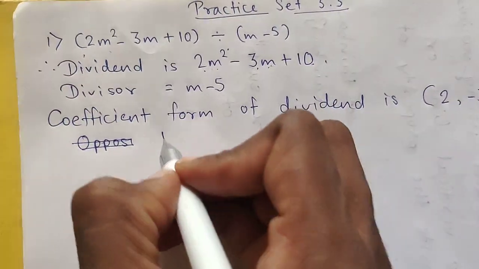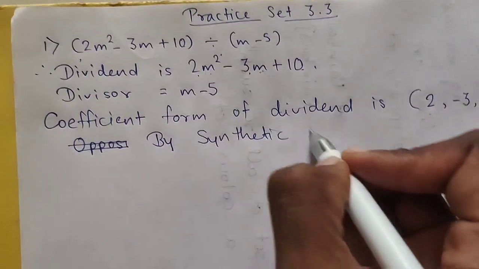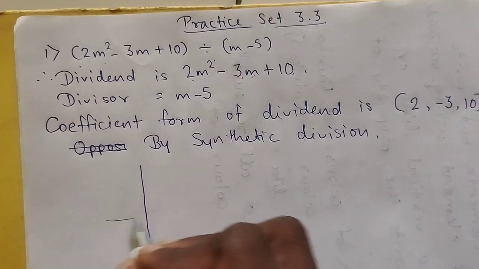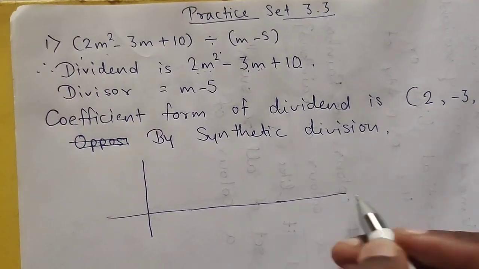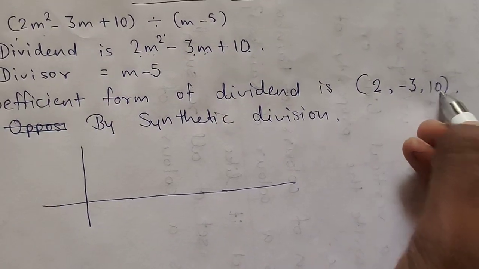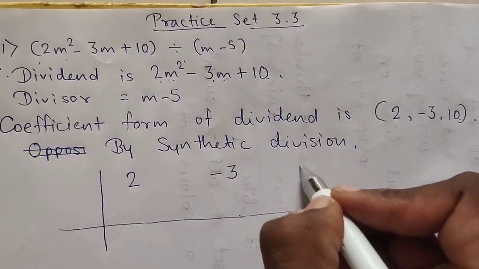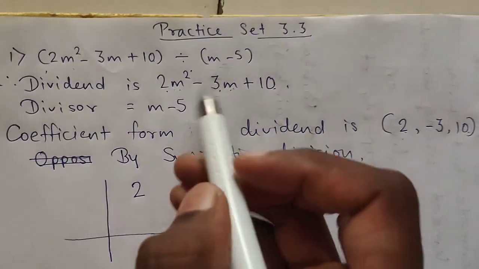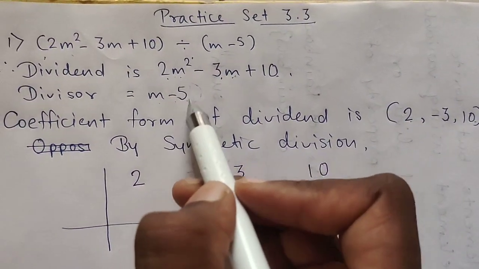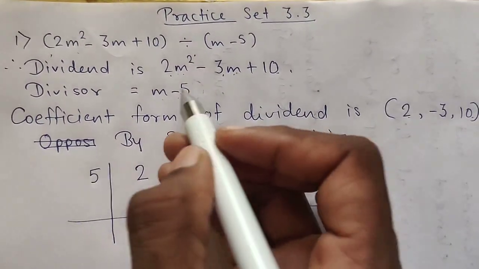Okay, let us do that synthetic division. Okay, let us see how to do this. See the steps. What is the coefficient form of dividend? 2, minus 3 and 10. So write here 2, leave some space, then minus 3, leave some space, then 10. Okay. Now see, what is your divisor? Your divisor is m minus 5. So minus 5 is there. You are going to write plus 5. That is opposite of this.